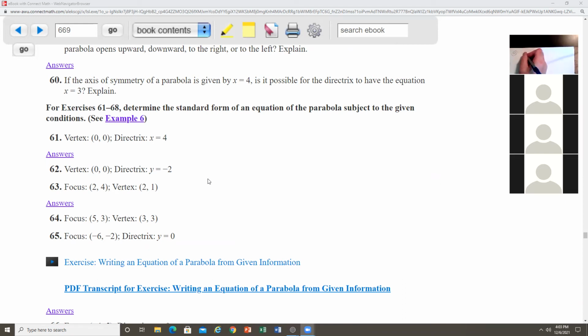So number 62, they give you the vertex is 0, 0. And they give you the directrix equation is what? Y equal to -2. What do you think I need to do? What did I do with all the other problems with hyperbolas and ellipses to write their equations? What did I do, ladies and gentlemen? I took the given info and did what with it? Anybody remember? What's going to facilitate our ability to write the equation of this parabola? Take the given information and do what?